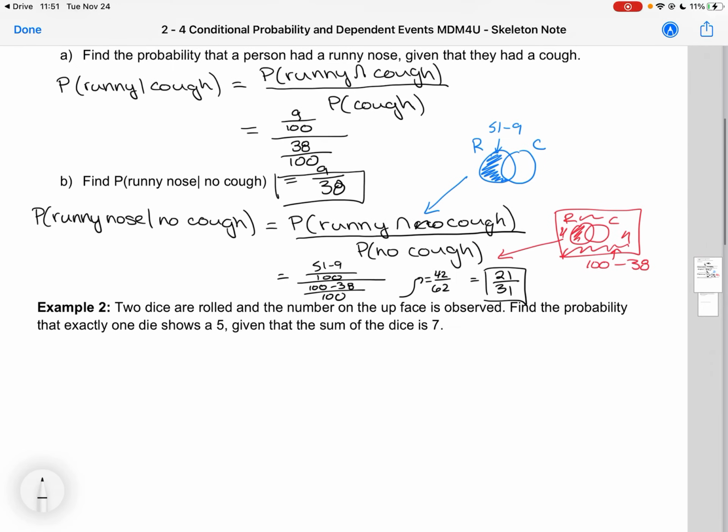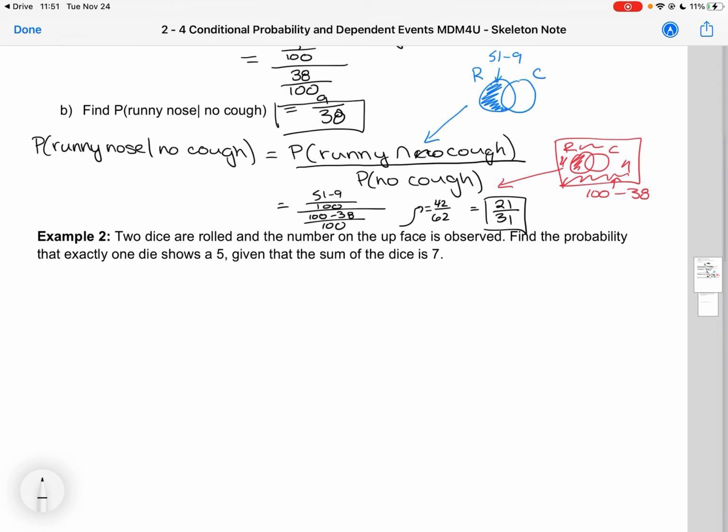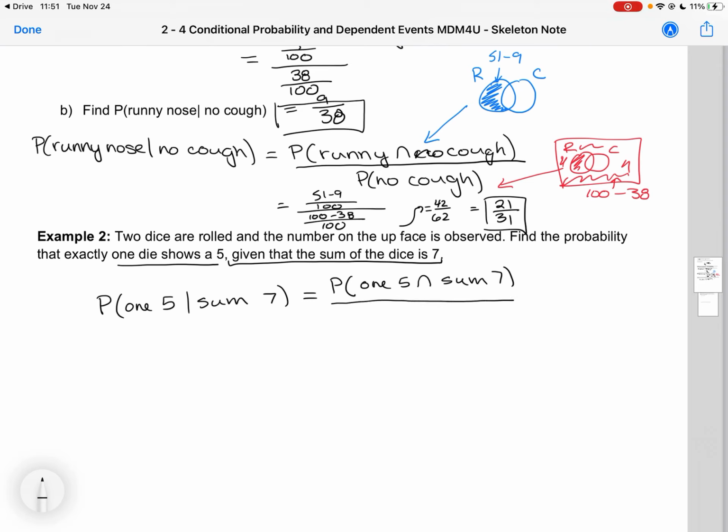Our last example that we're going to do for conditional probability is: 2 dice are rolled and the number on the up face is observed. We want to find the probability that one die shows a 5, given that the sum of the dice is 7. So probability that we got a 5, given that the sum is 7. So on the top, we need a 5 and we have the sum of 7. What is the chance of that occurring?